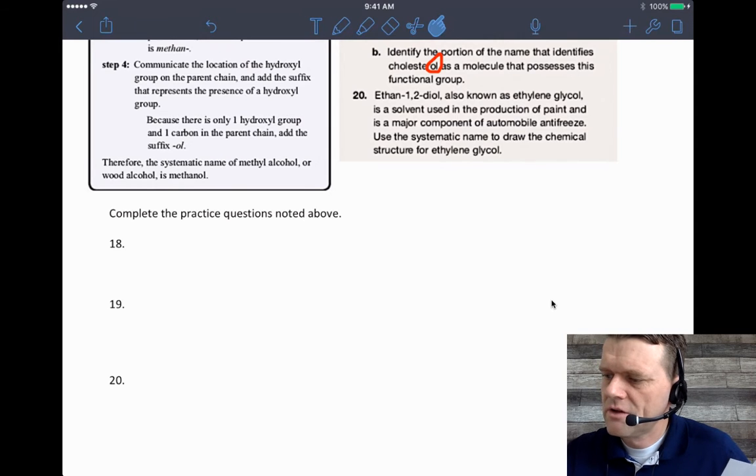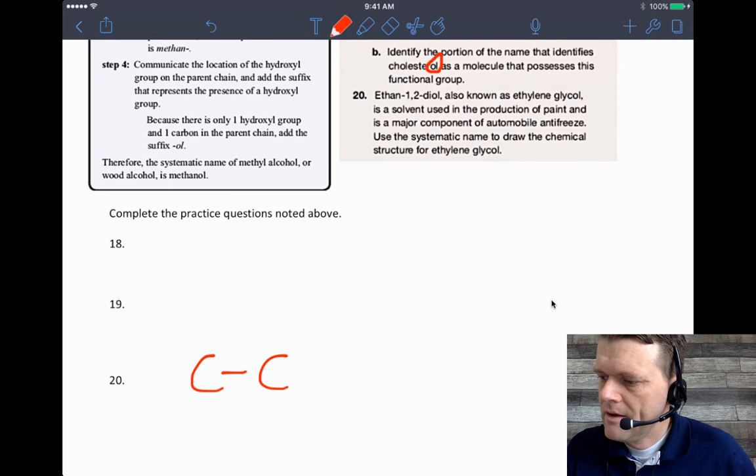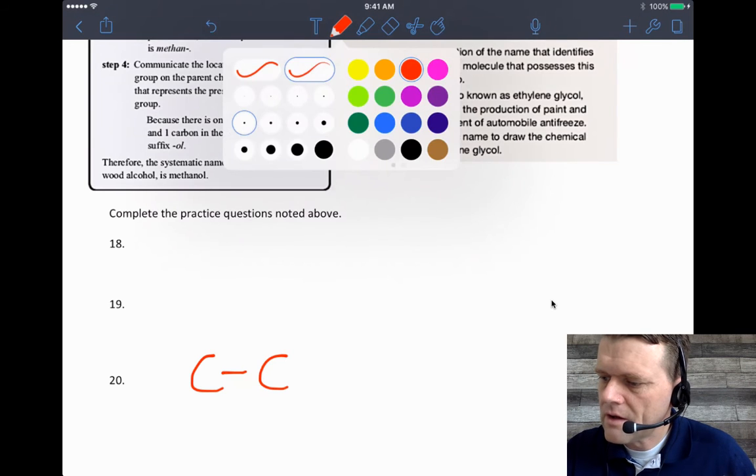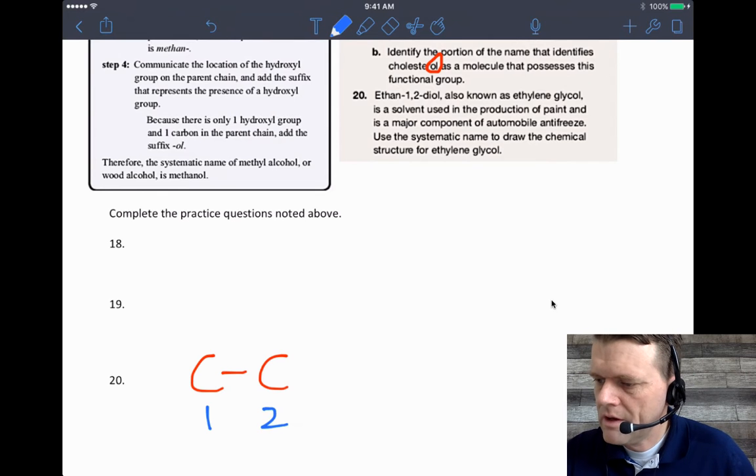Anyway, so if you're going to draw the structure for that, because it's ethane, ethane is 2 carbons. Okay, so we could start with that. But if it says 1 and 2, then that's probably your guess here. Let me just emphasize that this could be carbon number 1 and this could be carbon number 2.